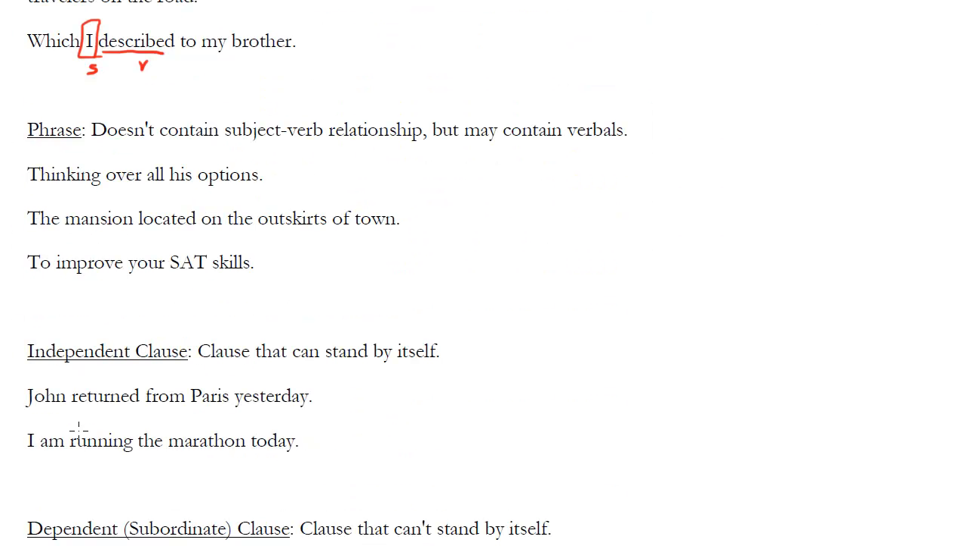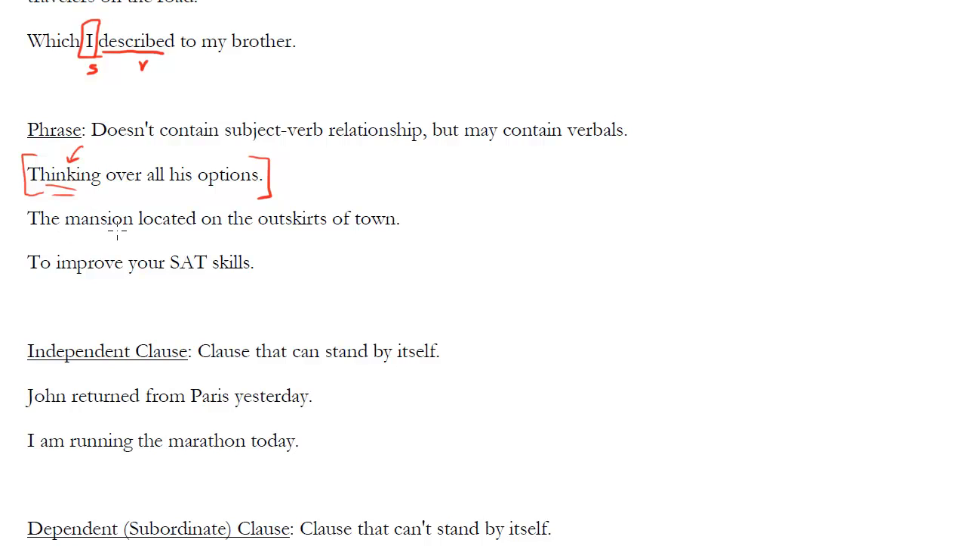Well, what about a phrase? Well, a phrase, as you might expect, doesn't contain that subject-verb relationship, though it may contain verbals, and I'll talk more about verbals later. But basically, it's any group of words that don't contain this relationship. So, for example, "thinking over all his options," right? This is a phrase that contains verb-like things in it, thinking, but notice it's not quite a main verb because it's not conjugated. It doesn't have tense. This is a participle here. But yeah, so this is a phrase because it has some nouns and things that are in sentences, but it's not a main subject-verb relationship.